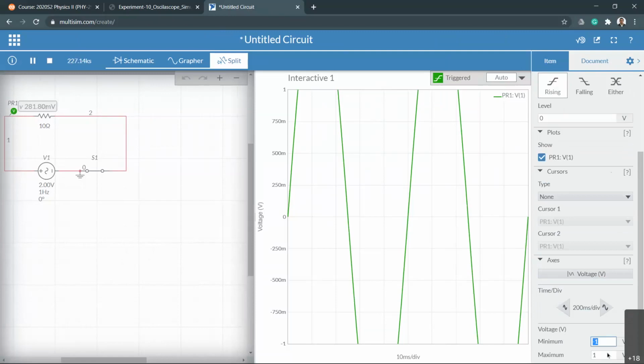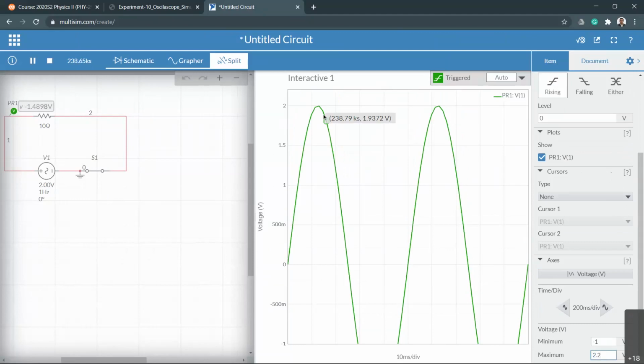Maximum voltage, it says 1. That is not good enough. That cut out a little bit. The reason is my maximum voltage should be 2 volt, right? So let's do maybe 2.2. See that? If I do that 2.2, I can see the maximum very clearly. And to see the minimum clearly, I need negative, the same number.